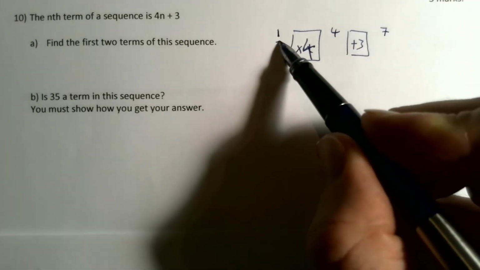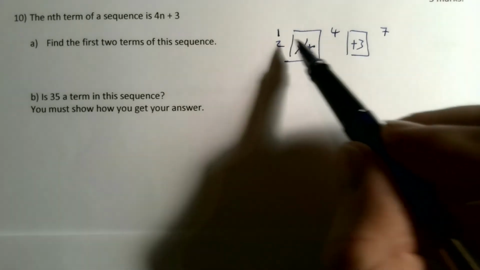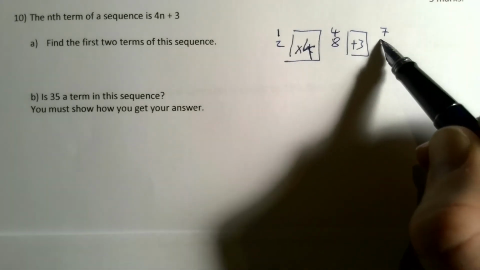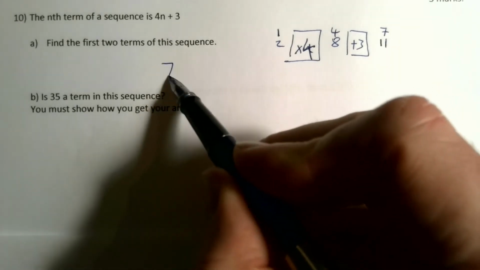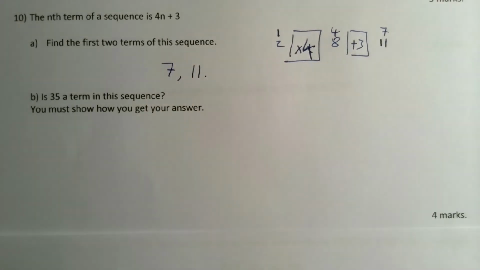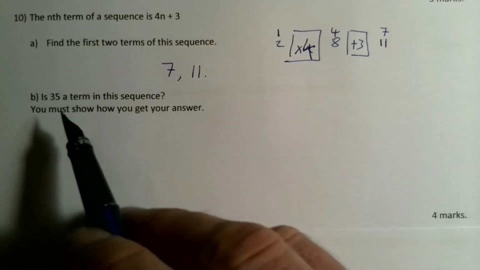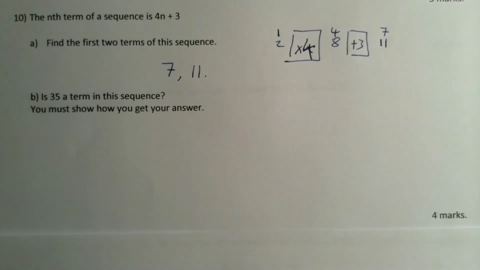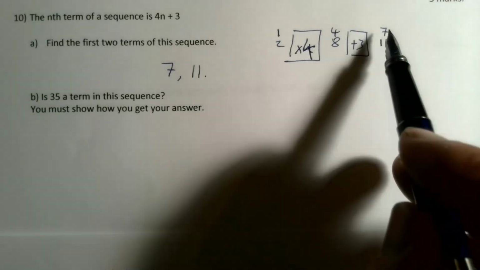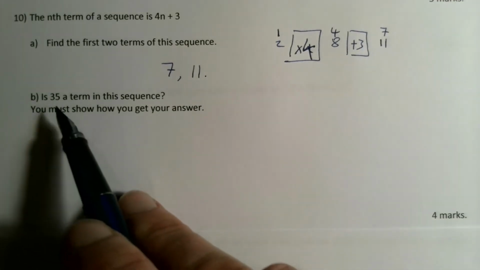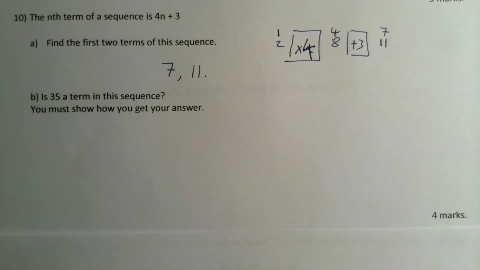The second term will be what you get when n is 2. 2 times 4 is 8, plus 3 is 11. So 7 and 11 would be the first 2 terms. Then it asks if 35 is a term in the sequence. Now sometimes all the terms in this sequence are going to be odd. They might give you an even number and you could just say no because it's even, but unfortunately that's not going to happen here. What we've got to do is show how we get the answer.